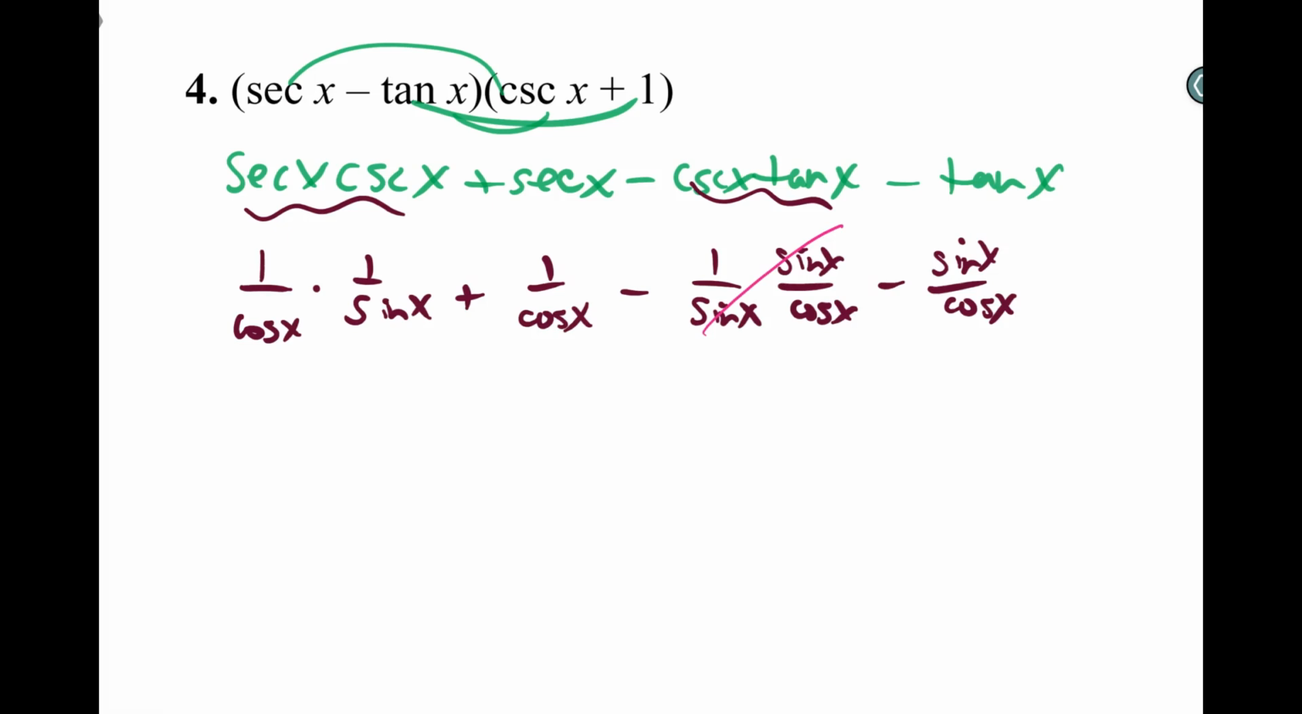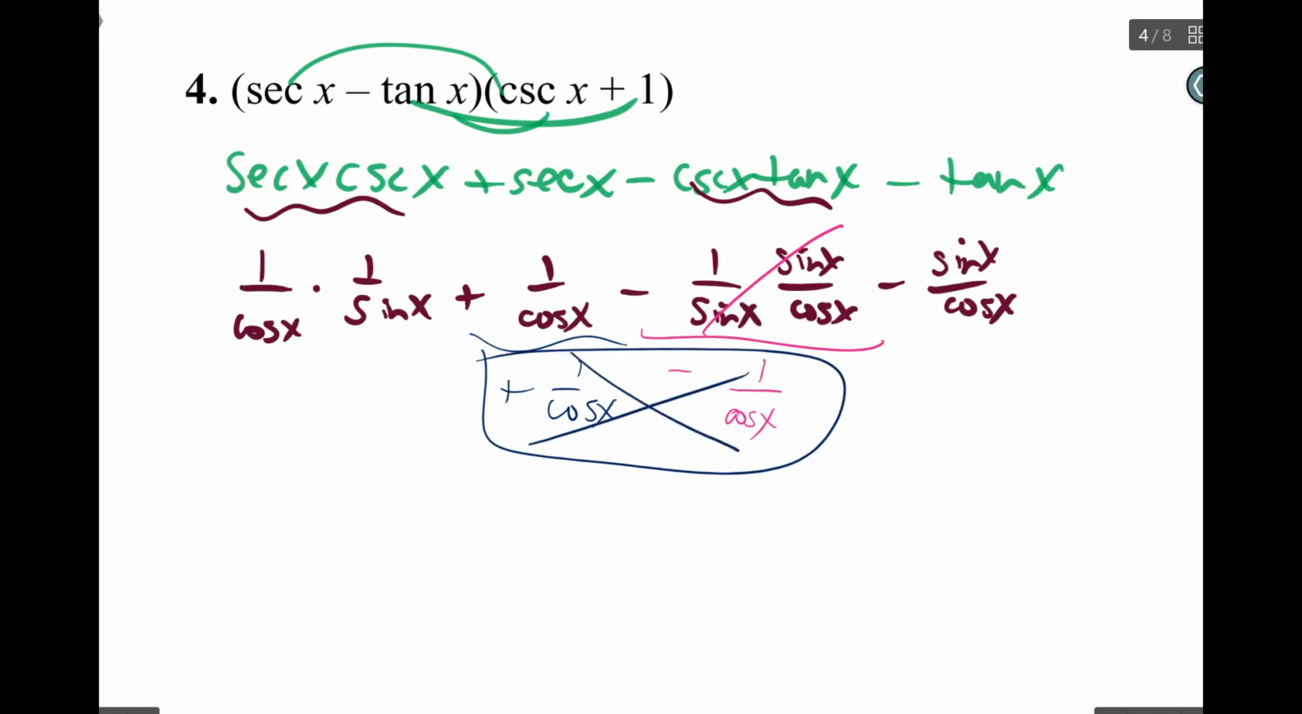So I have 1 over cosine. Right, so this term goes to minus 1 over cosine x. And this term to the left is plus 1 over cosine x. So that stuff cancels each other out. It's kind of like if you have positive 1 and minus 1. Positive 1 minus 1 goes away. Okay, cool. So now I have 1 over sine x, minus sine x over cosine x, because I only have these 2 terms left.